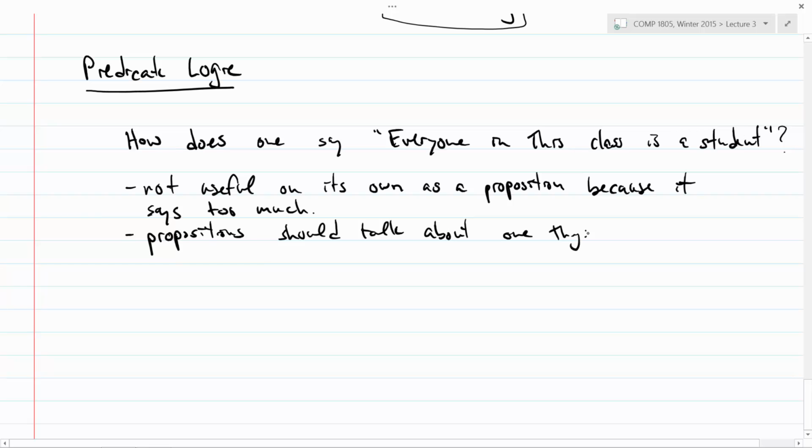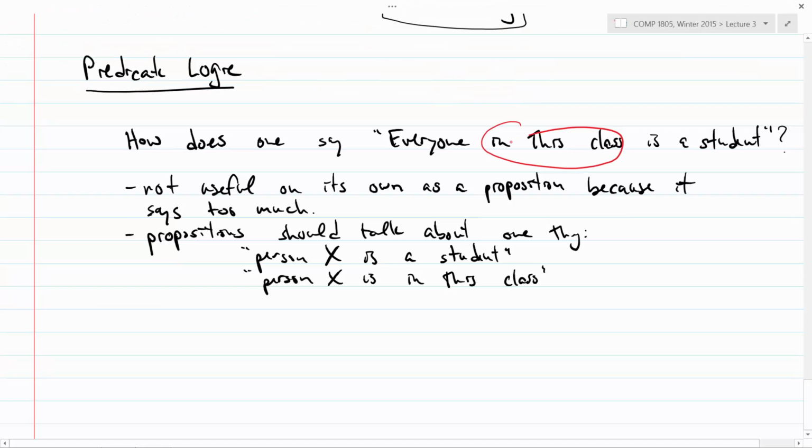So something like, person X is a student, where X is one of your names, say. And not just that, but we also want person X is in this class. Because really there's two things going on in that sentence, right? There's something about being in this class, and there's something about being a student. There's two kinds of facts, so we need to express those facts in different ways.